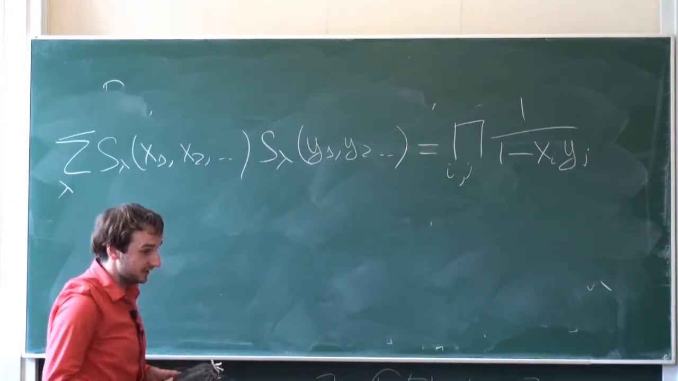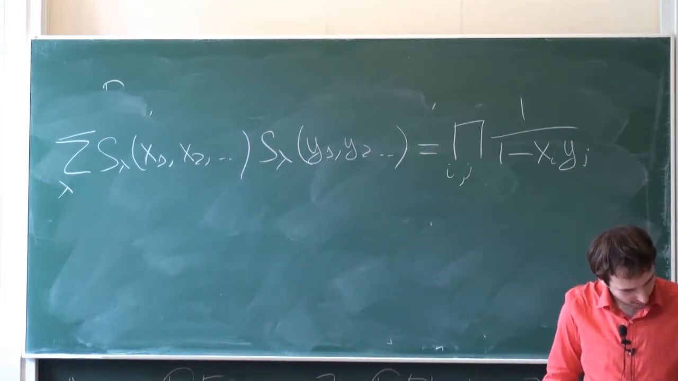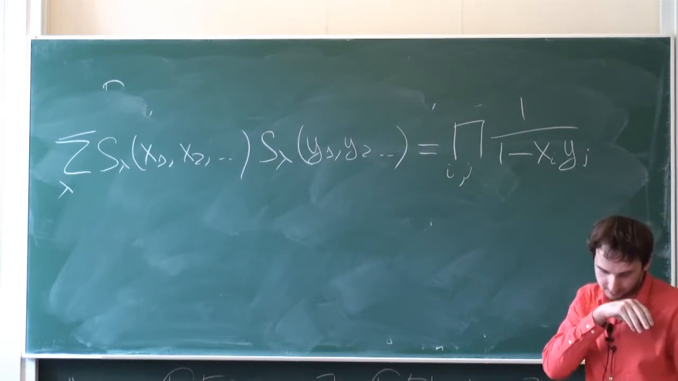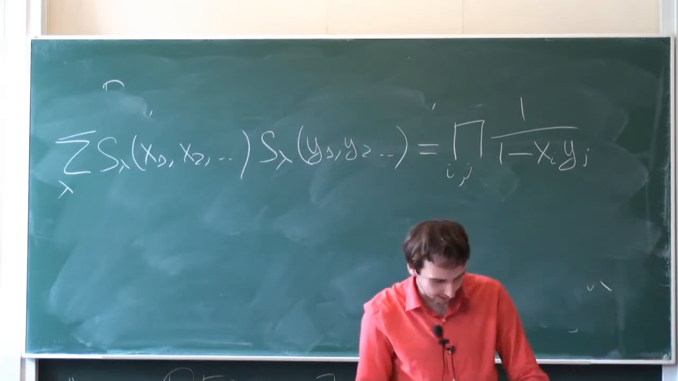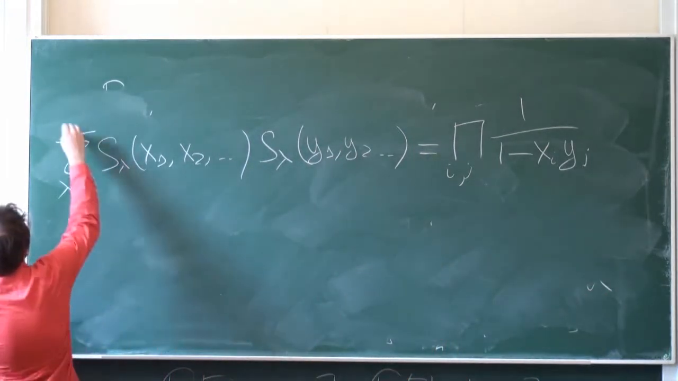So this identity is usually called the Cauchy identity. It's also somewhere in the handout. So I think it's formula 14, yes. So now we will try to prove it. So this is a theorem.